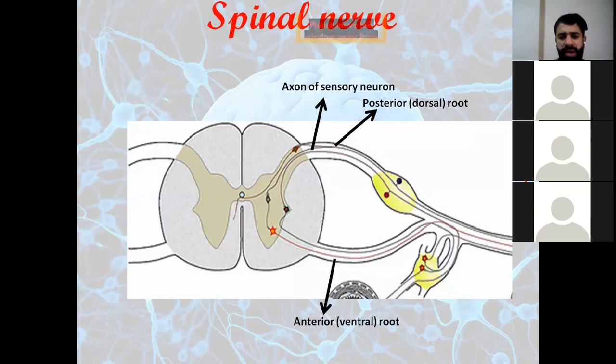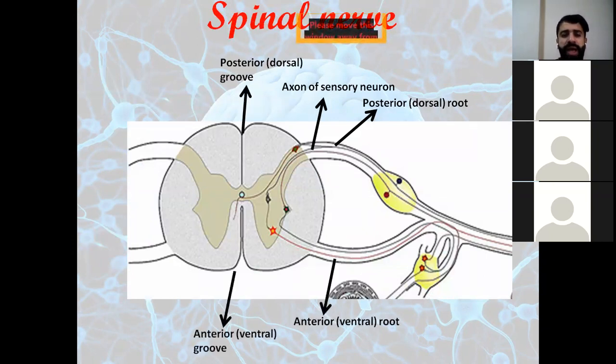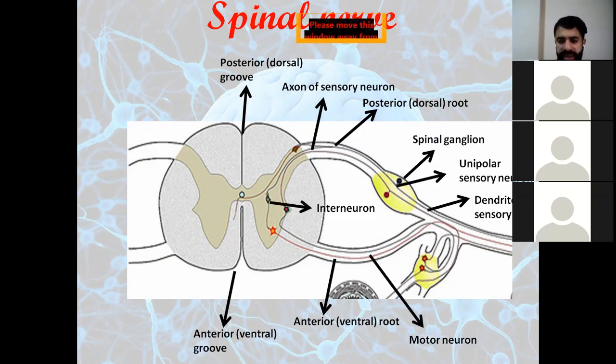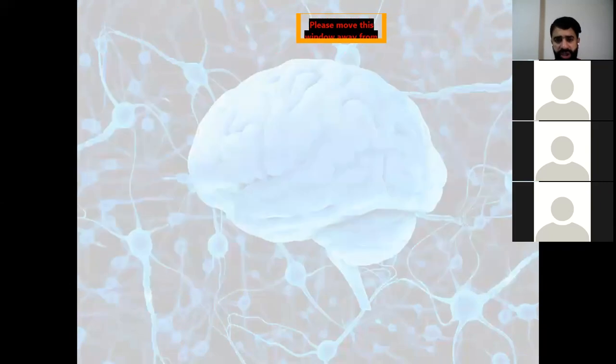Okay, this is the spinal nerve. As I said, we have the anterior root, called the ventral root, and the dorsal root, and we are going to talk about these in detail in the coming sessions.